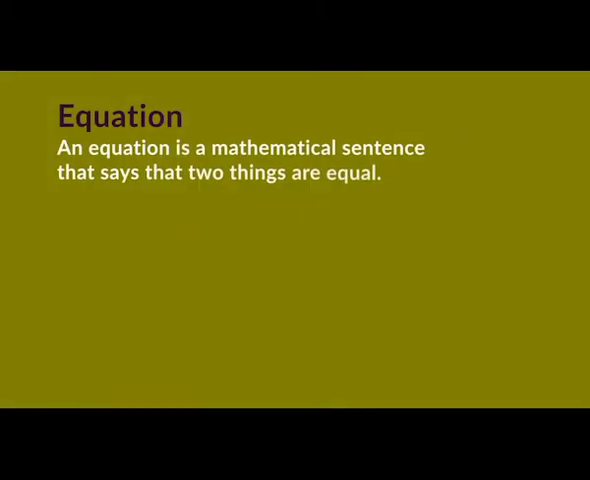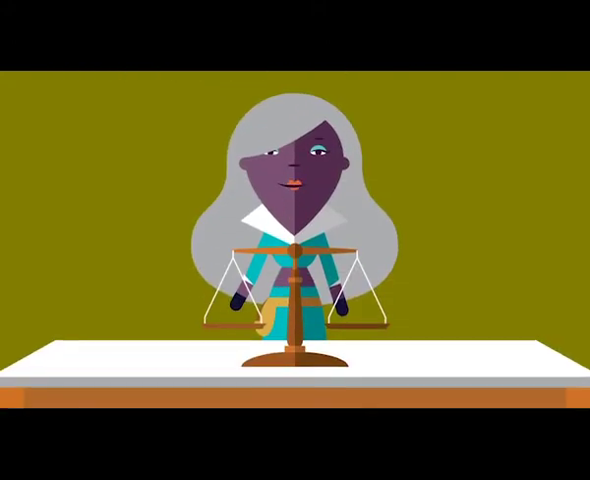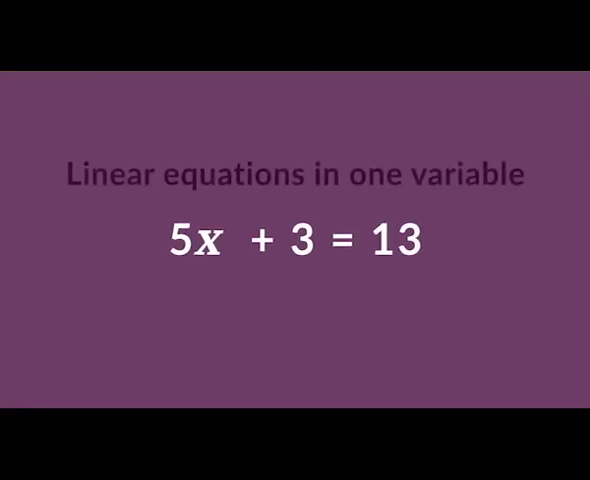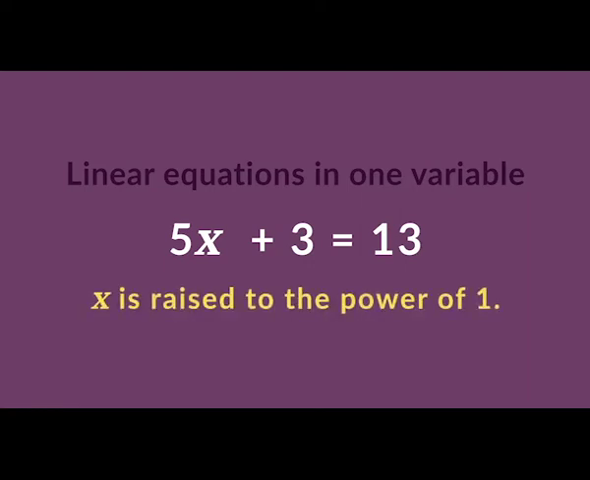An equation is a mathematical sentence that says that two things are equal. For example, an equation could tell us that the algebraic expression 5x plus 3 equals 13. A linear equation is the simplest kind of equation and is one in which the highest power of the variable is 1.